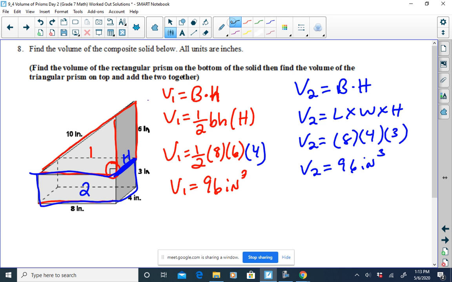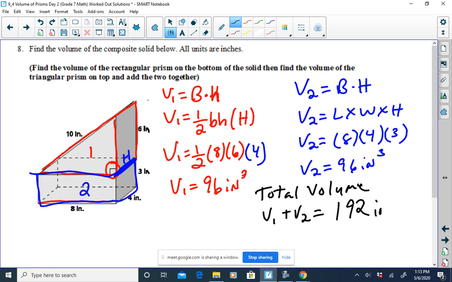All right, so then it's just a matter of finding the total volume. So the total volume is simply the sum of V1 and V2. V1 plus V2, which is equal to 192. Those are cubic inches. All right, 192 cubic inches for the total volume. All right, so it's not that difficult, but it's like two problems in one. You have to find the volume of the triangular prism on top, then find the volume of the rectangular prism on the bottom, and then you're just adding the two together.